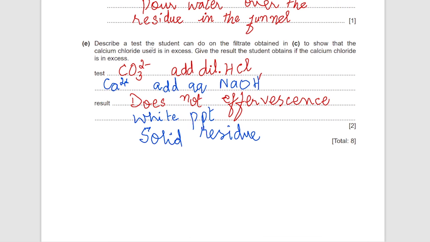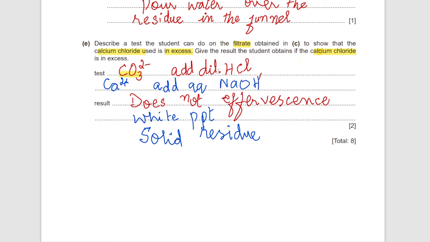describe a test the student can do on the filtrate obtained in C to show that the calcium chloride is used in excess. Give the results the student obtains if the calcium chloride is in excess. The point of the question is, we are testing the filtrate and doing some tests. If the calcium chloride is in excess, what will we do? For this purpose, we will identify first carbonate ions.